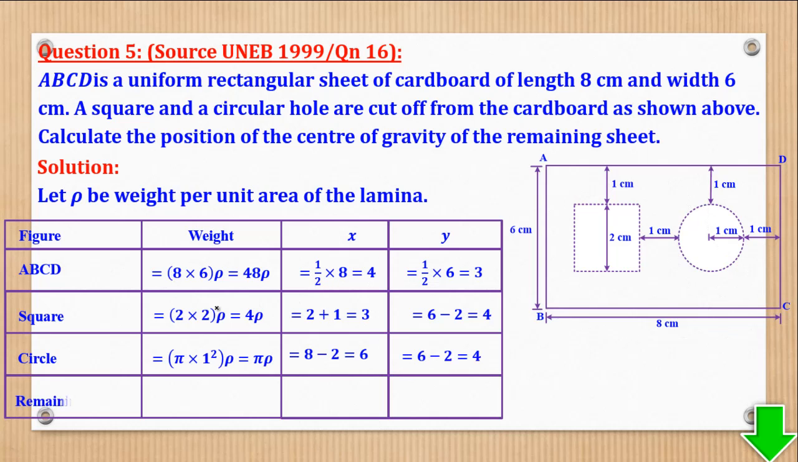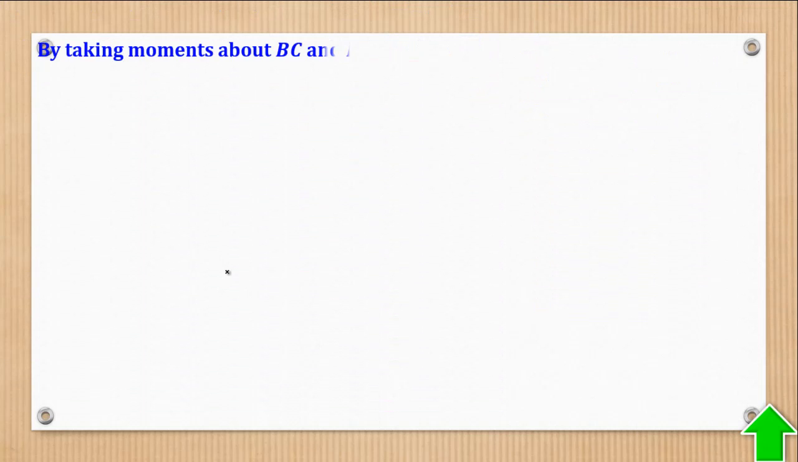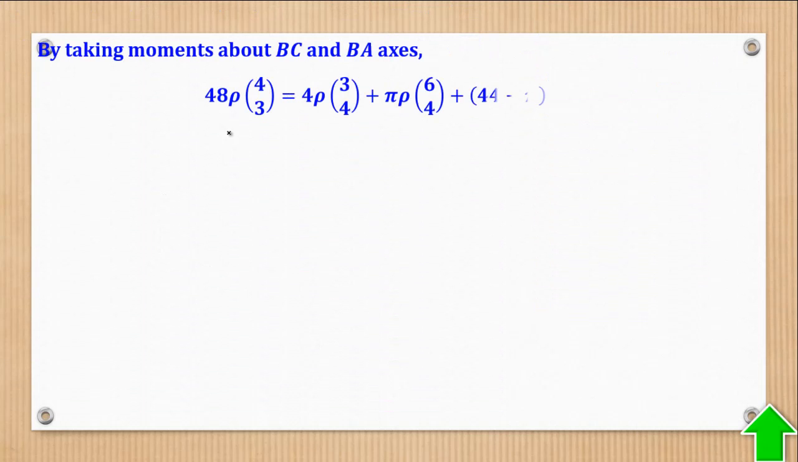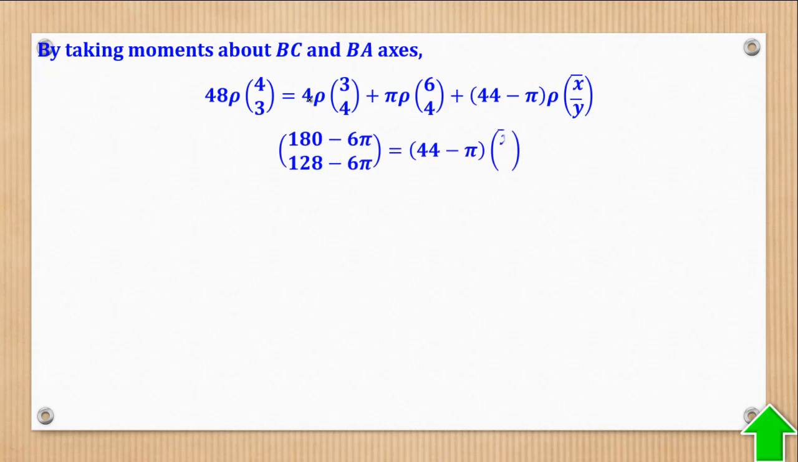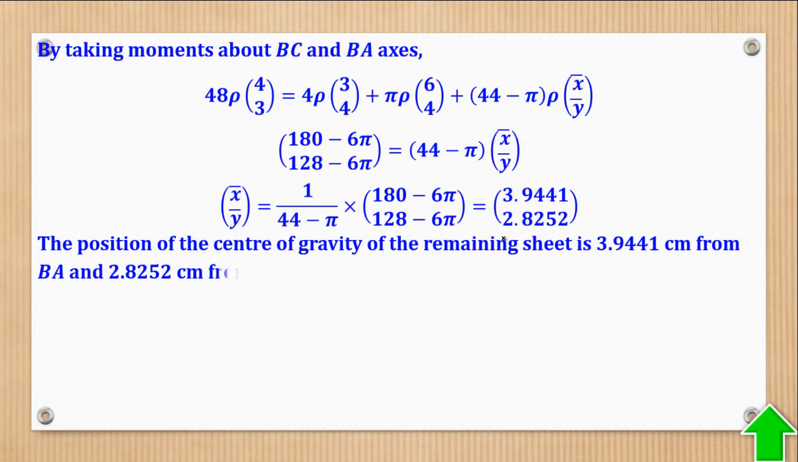Then the remaining lamina, after removing those two, will be got by saying this minus, open brackets, this and that, which gives you that. We don't know this, call it x bar, and this call it y bar. Then we can take moments. So these values are got from the table. Then you simplify, take this one this side, and use a calculator. That will be the position of the center of gravity.